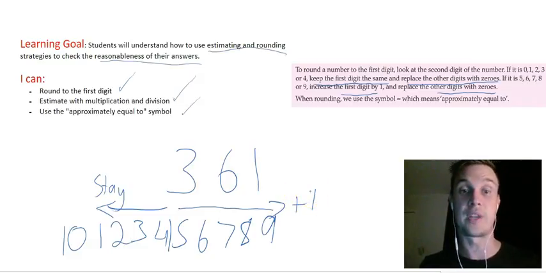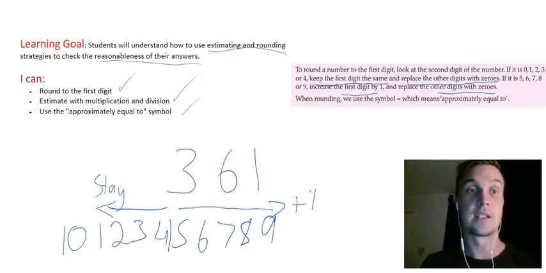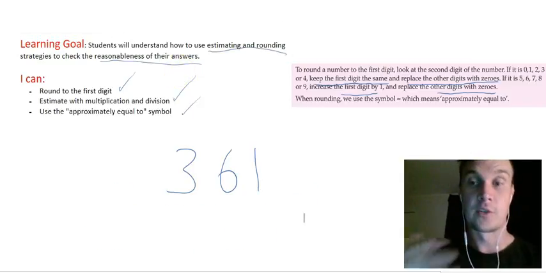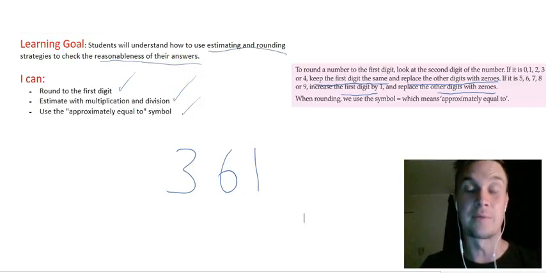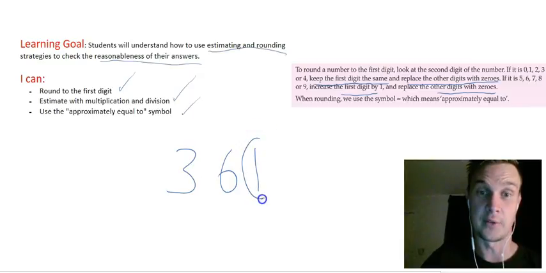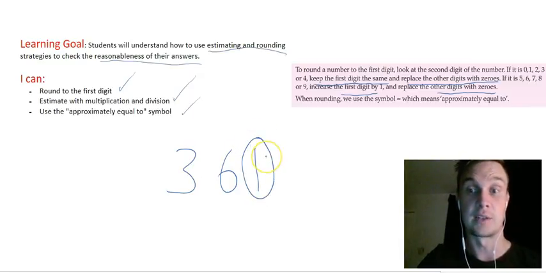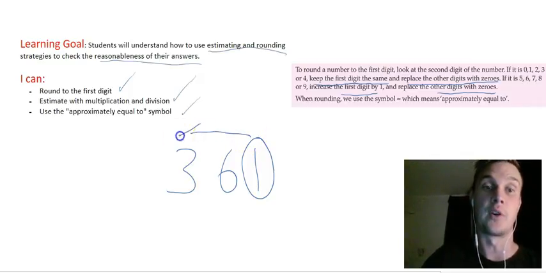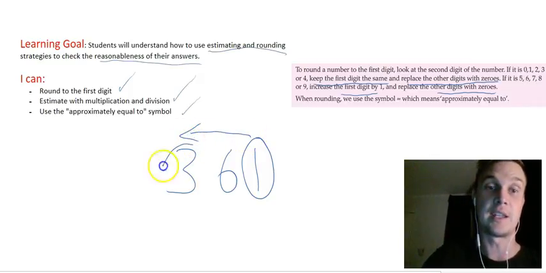We're going to round 361 here to the first digit. I'm just going to reset this question, then we'll answer that one as we go. Now it's important that we understand what the first digit is. Most of us think of the number in the ones column as our first digit, but that's actually not the case. The first digit will be the one furthest to the left. So here is our first digit.